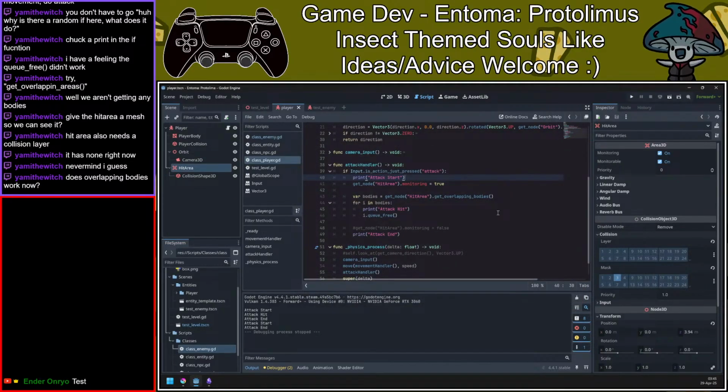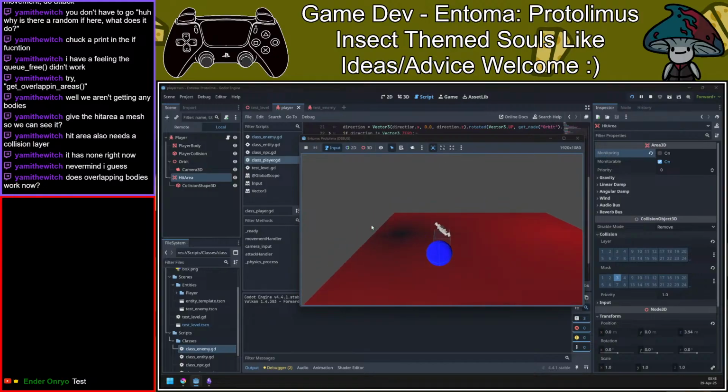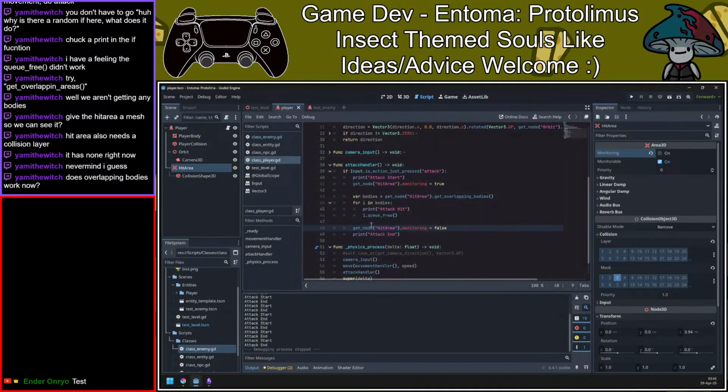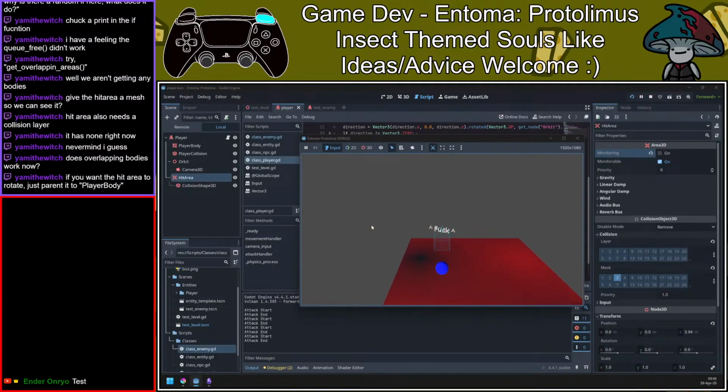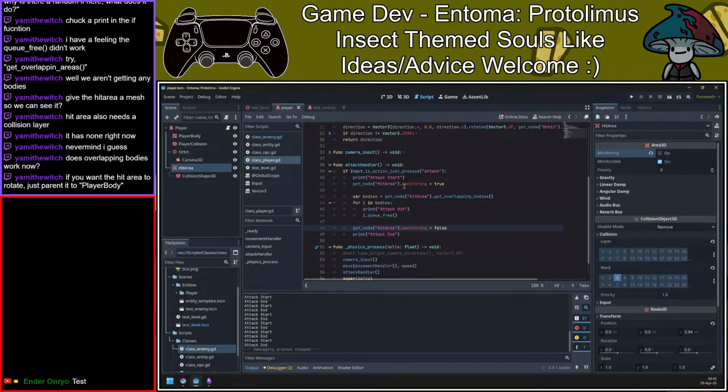Yeah, I set it back to overlapping bodies. So if we disable monitoring... Okay, so enable monitoring. Monitoring now false. Interesting. Interesting. It is not enabling the monitoring properly.